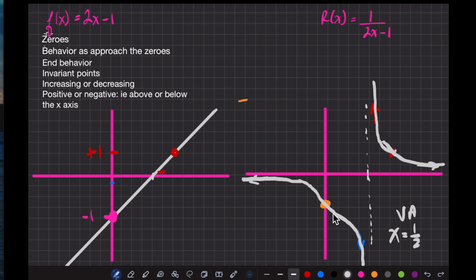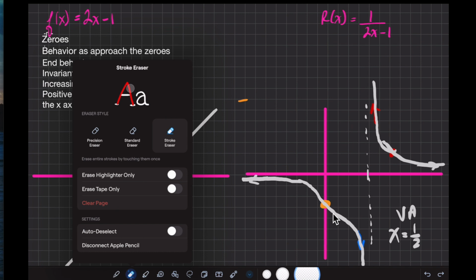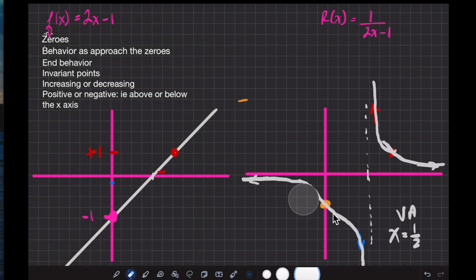Sorry, this is kind of funky here. Let's see if I can make that just a little neater. Thank you for your patience.